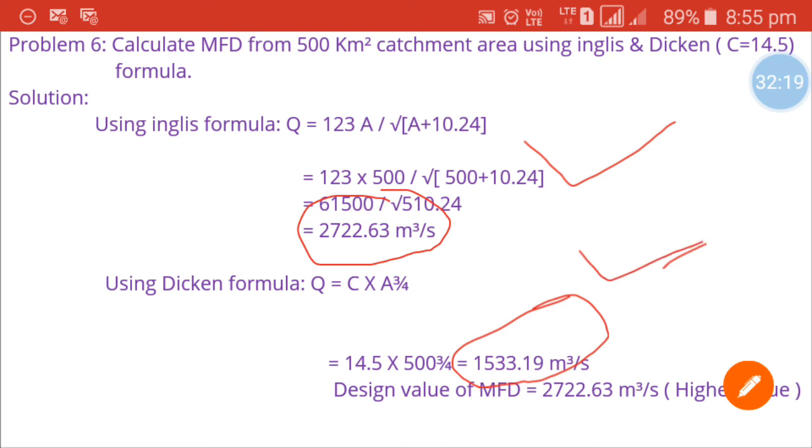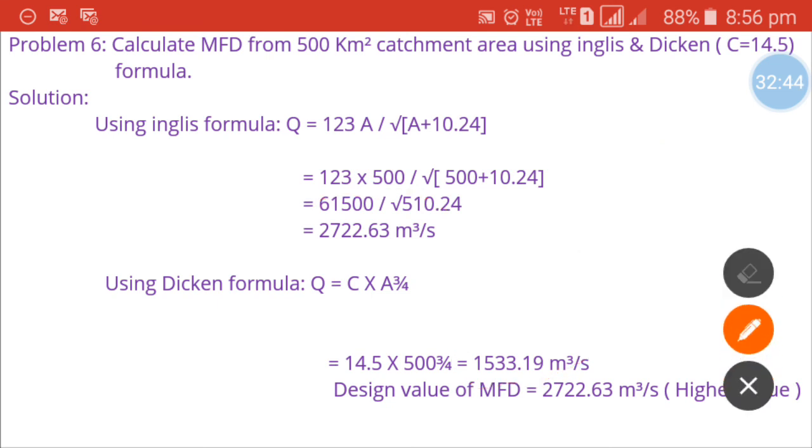Now which value should actually be considered as the design value of MFD? Now in this problem there is no question of design value. We have to simply calculate the result by using these two formulas. However, in our answer we can write down the design value. If two such values of MFD are available, the higher value should always be considered as the design value.